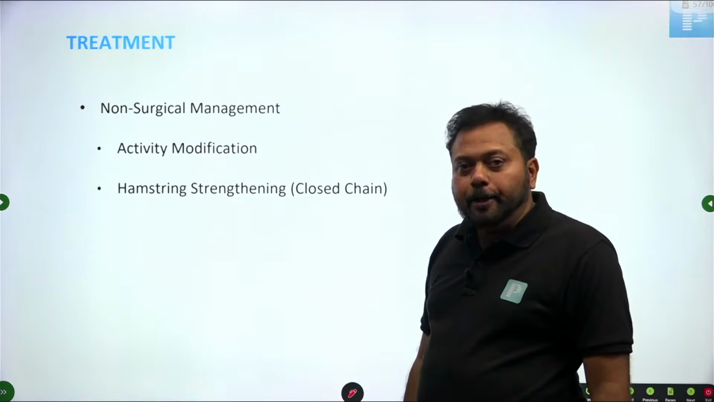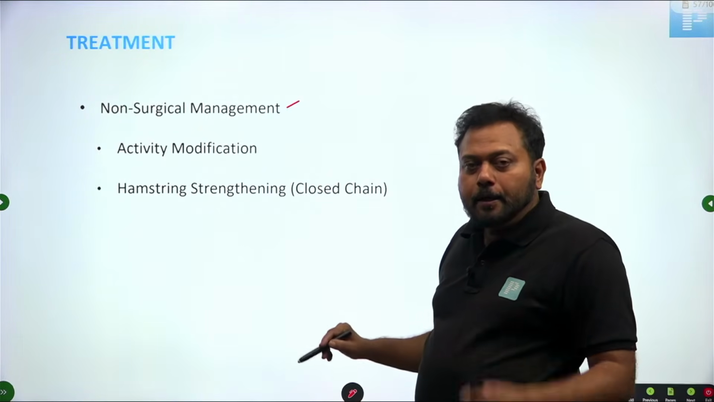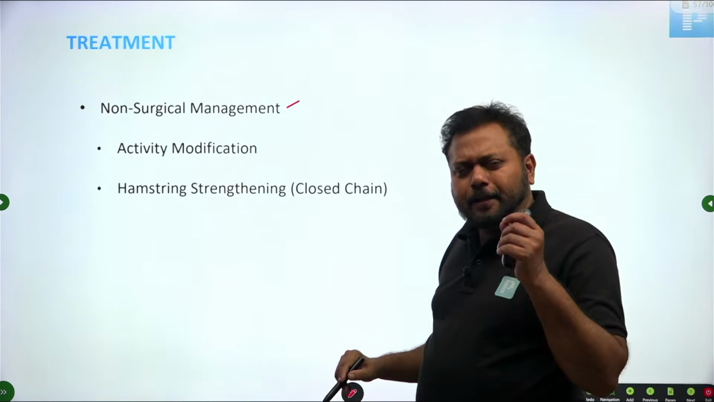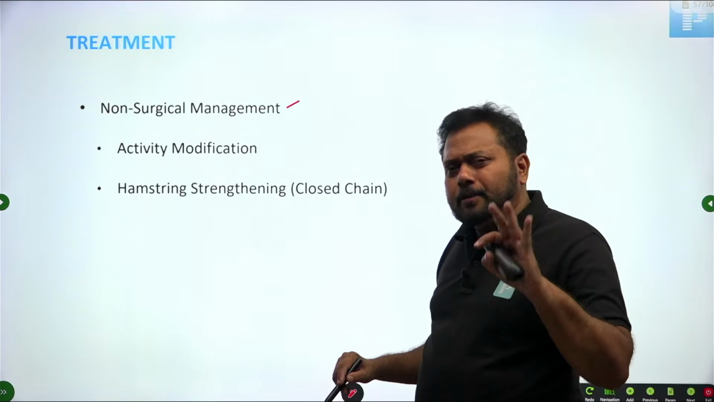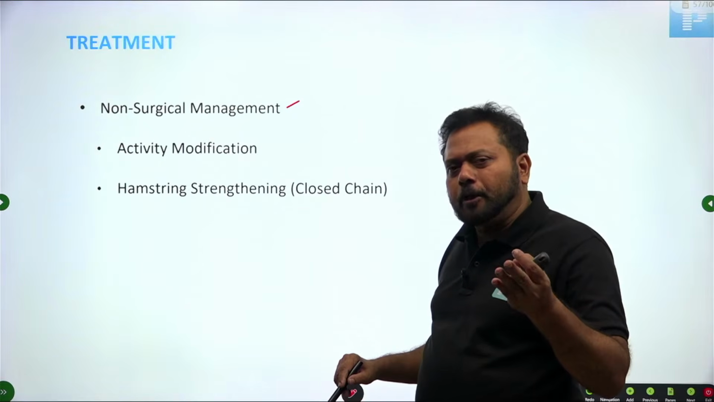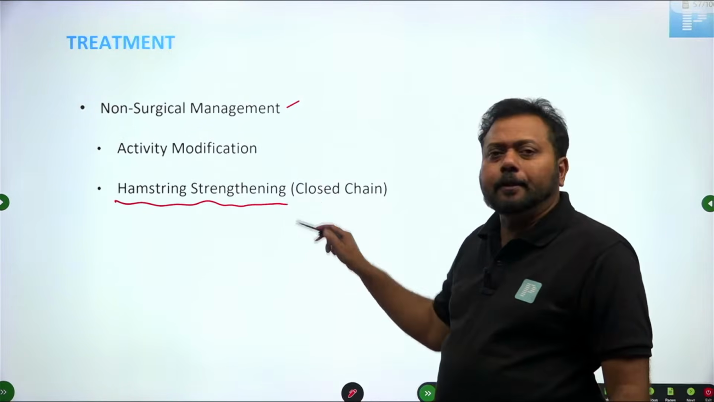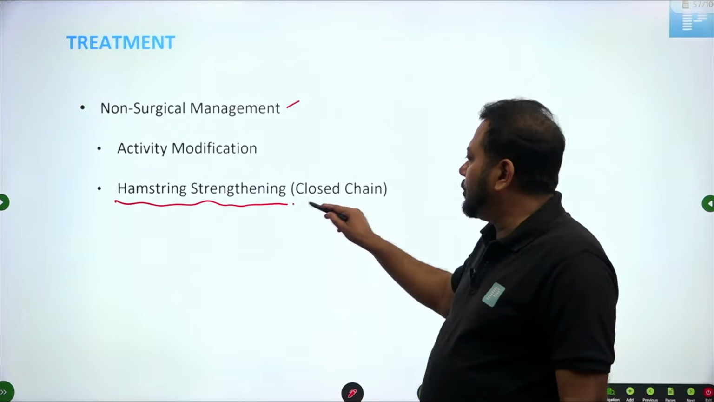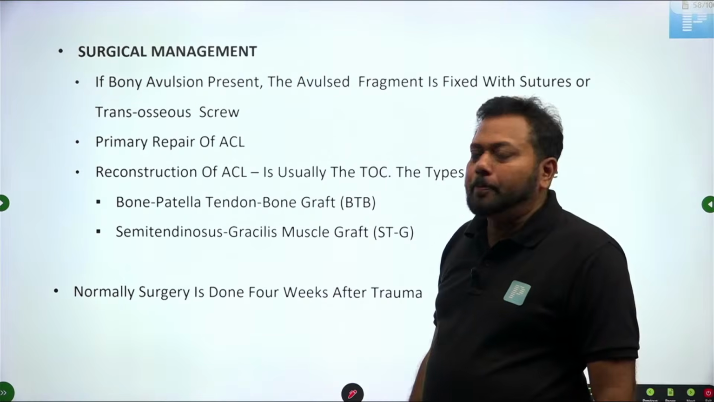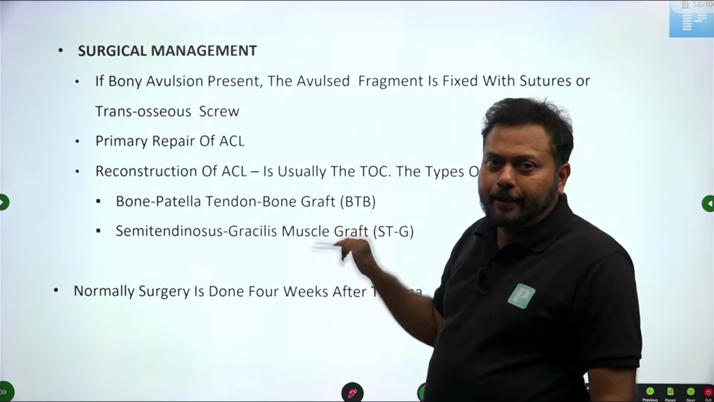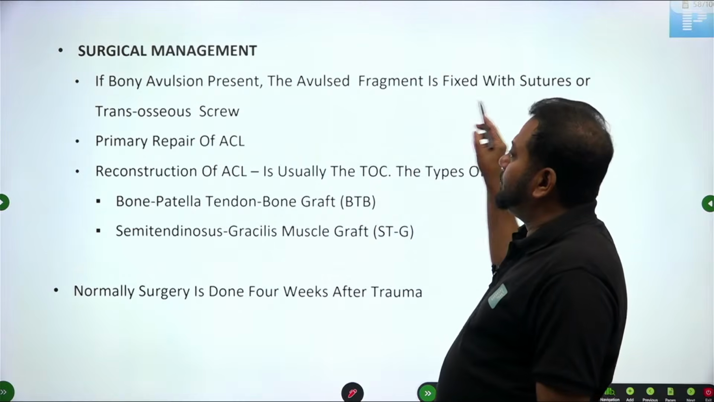Now coming to treatment: non-surgical management and surgical management. Non-surgically, if the patient is unfit for surgery or not willing for surgery, it is not the best treatment. What options are possible? I have to strengthen the hamstrings, and that is called closed chain exercise. Surgical management, if bony avulsion is present, the avulsed fragment is fixed with a suture.